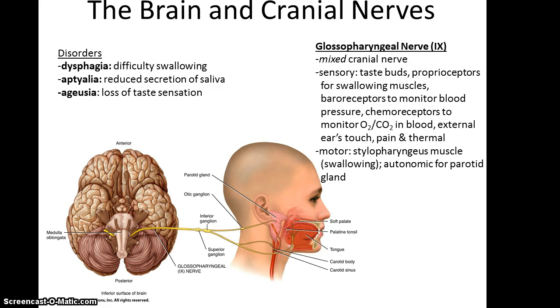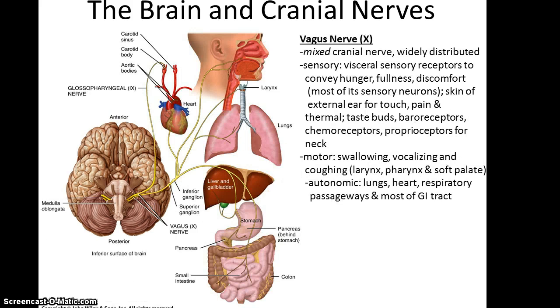And the motor functions include the stylopharyngeus muscle, which is involved in swallowing, as well as autonomic control of the parotid gland for producing saliva. So if this is damaged, you can get dysphagia, which is difficulty swallowing, aptyalia, which is reduced secretion of saliva, and ageusia, which is loss of taste sensation.